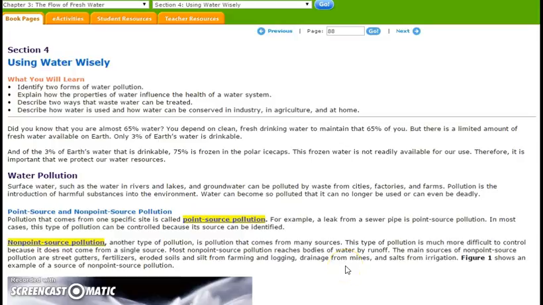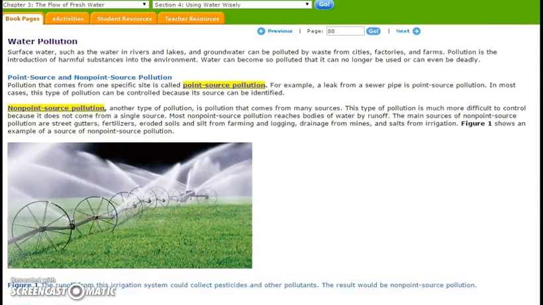So the main sources of non-point source pollution are street clutter, fertilizers, eroded soils, things that are spread out over large distances. So Figure 1 shows us an example of non-point source pollution because it's spreading it out. That's pretty much the whole idea of the difference. One is localized, one is spread out.